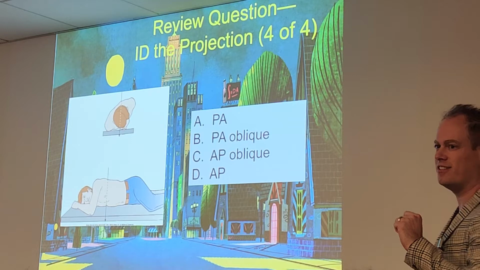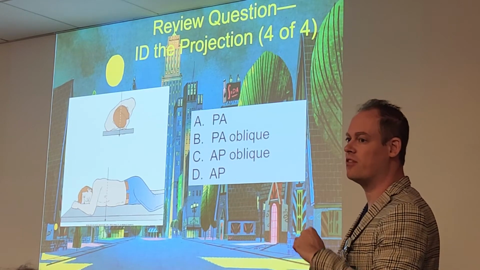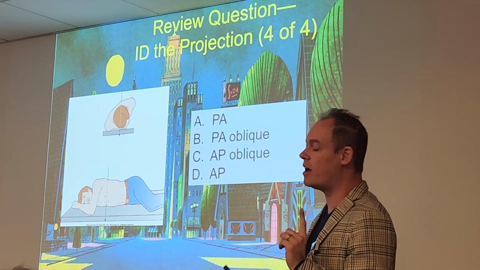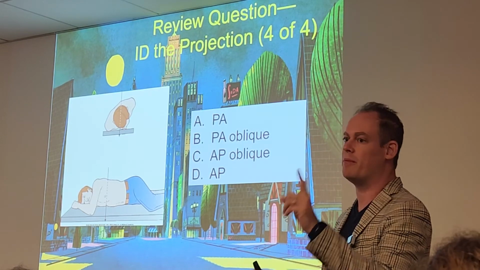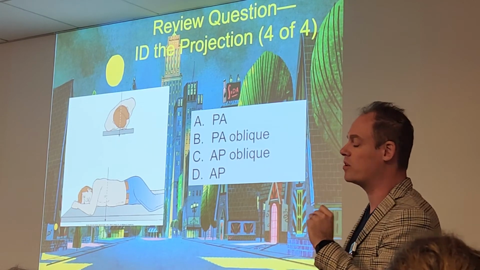So that's position. We're focused on projection right now. I'm glad you said that. Don't mix those up. That's why I said people mix those up a lot. This is a PA oblique projection. If we're talking about position, yes, RAO. Okay. We're coming up to that next.